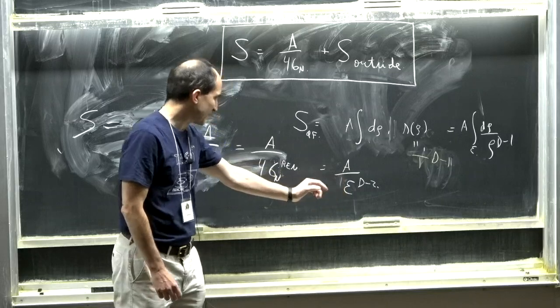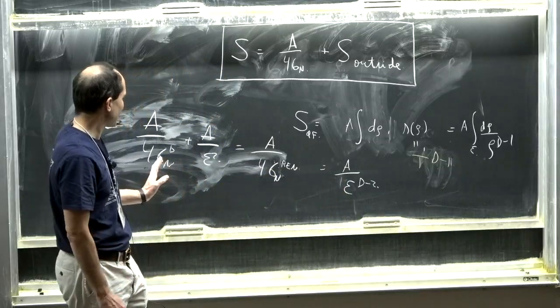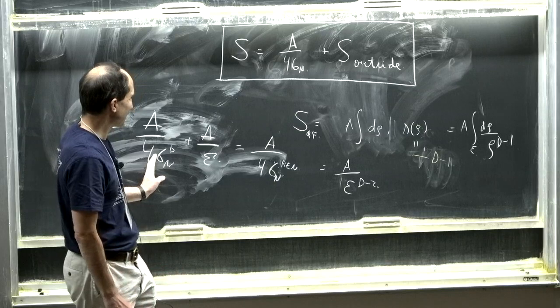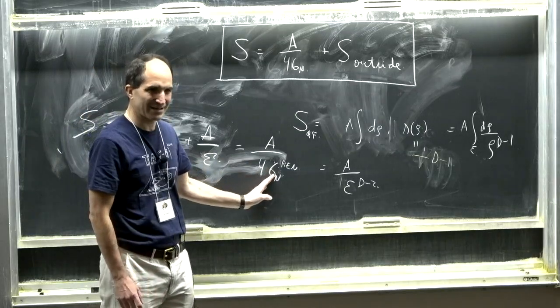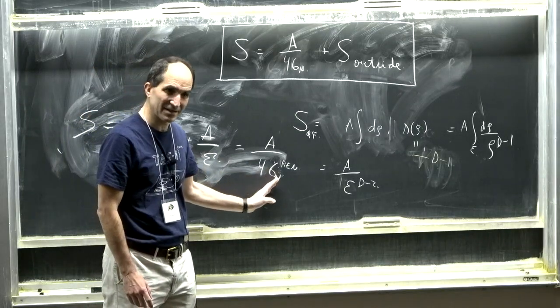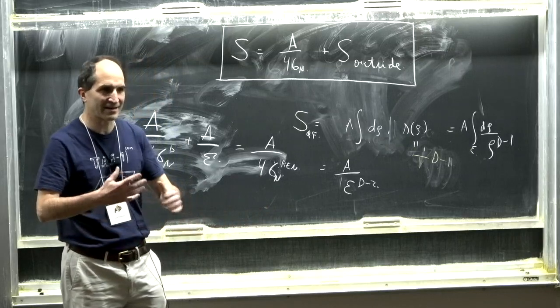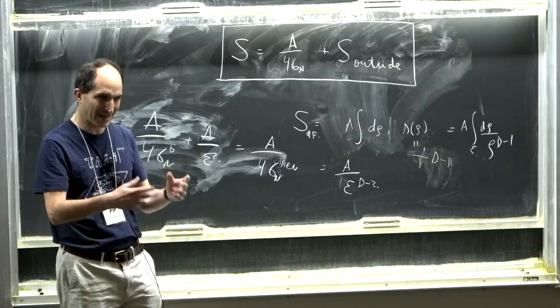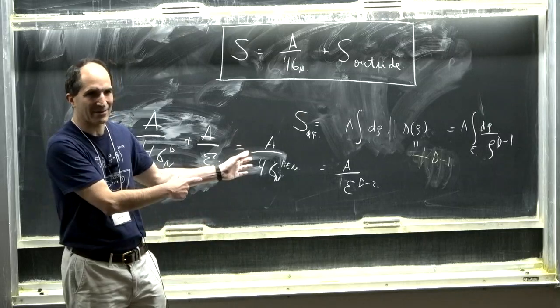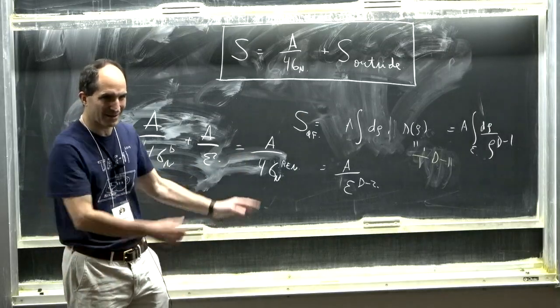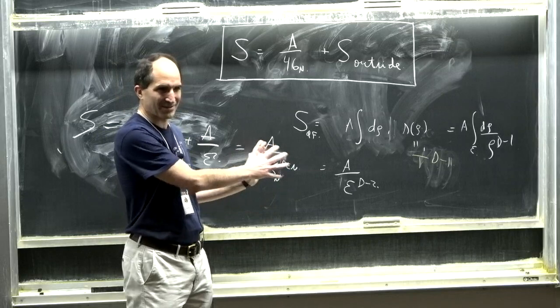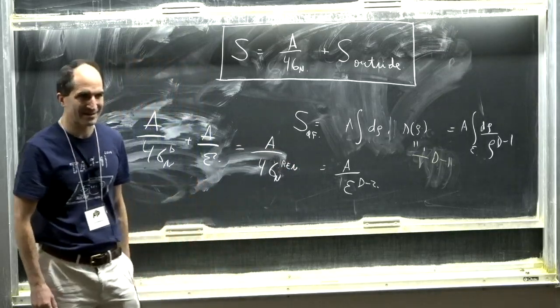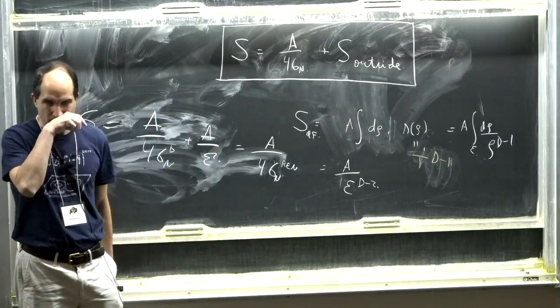And then I made a statement which is not totally trivial, that it can be absorbed in a normalization of G Newton. This statement is non-trivial because in other computations that you might do, let's say scattering amplitudes or whatever, where you calculate the one-loop contributions, G Newton is renormalized in this way. And so it requires a non-trivial calculation to show that this is indeed the way that G Newton is renormalized.